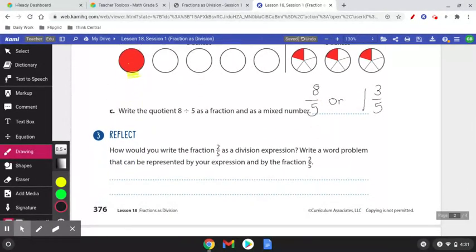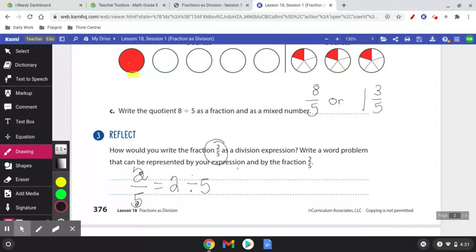Okay, the reflect there at the bottom says, how would you write the fraction 2/5 as a division expression? Write a word problem that can be represented by your expression and the fraction 2/5. So if we're writing 2/5 as a division problem, remember division looks like this, right? It's 2 divided by 5. Okay, so if I replaced it, 2 divided by 5, right? There's my division.